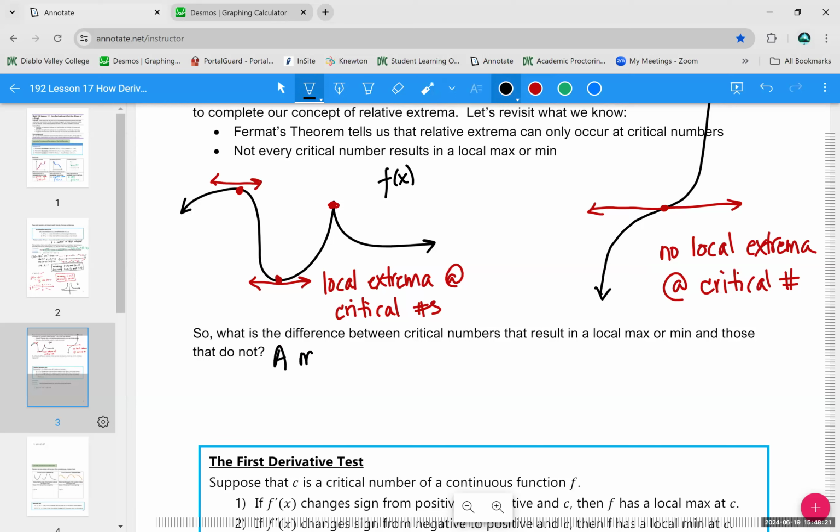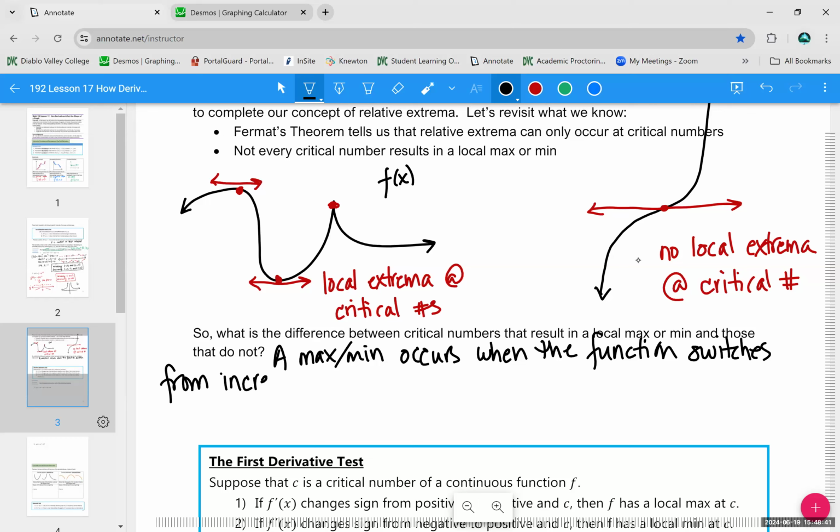So a max or a min occurs when the function switches from increase to decrease, or vice versa, could be decrease to increase, right, at the critical number.